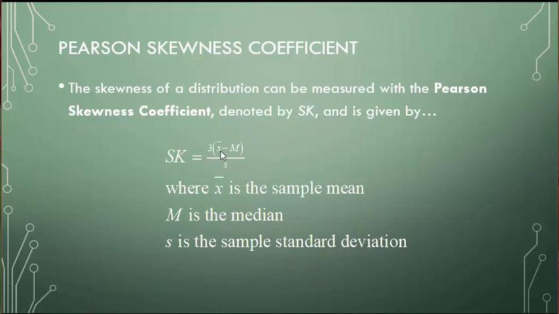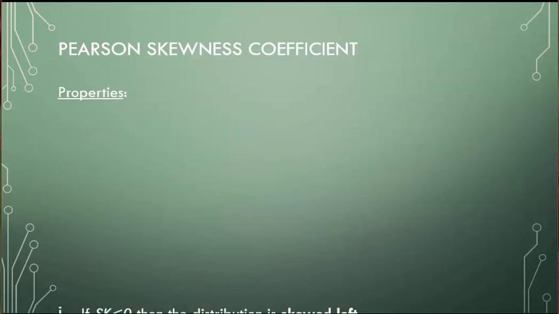Here's what we do. We take the sample mean, subtract the median, multiply that difference by 3, and then divide by the sample standard deviation. All right? And this will give us an idea of the skewness without having to look at the histogram or even the frequency distribution.